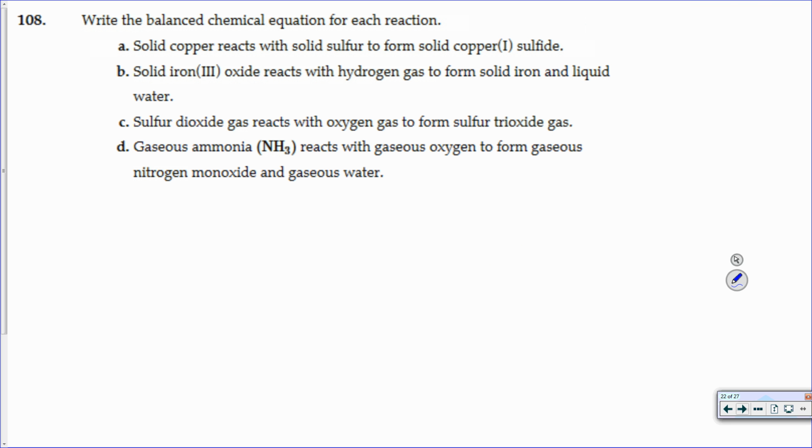Okay, so just a couple more of these. We'll do 2 of these. Let's do the first one. It says solid copper reacts with solid sulfur to form solid copper 1 sulfide.